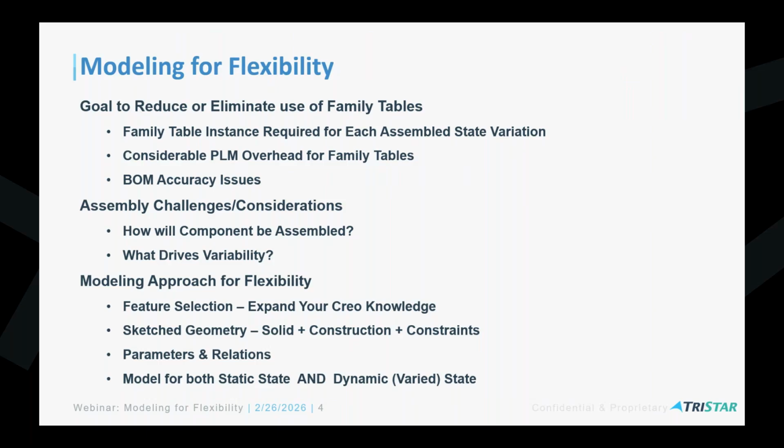When we use a flexible component in the assembly, what we're really doing is we're modeling one component, but when we assemble it, it's how we assemble it to make it variable. And then we'll show you that, of course, in the demonstration. There are some challenges and considerations in the assembly. First of all, how does this component get assembled? And then what drives the variability? And that's going to be different depending on the type of part that you're creating, whether it's an O-ring or a clip or a spring, things like that. There's different things that are going to drive the variability.